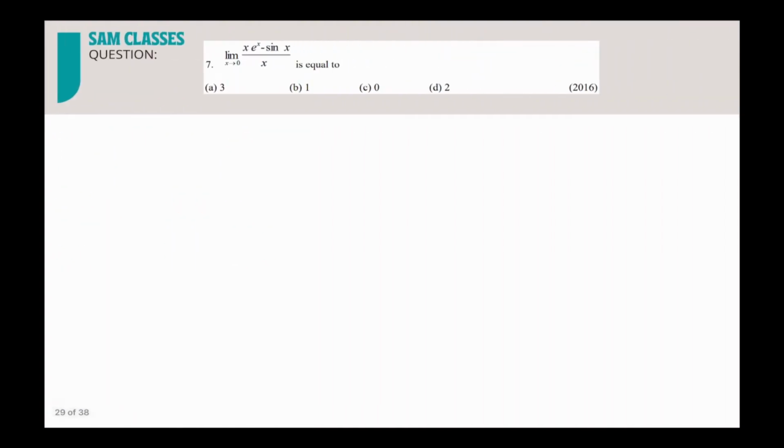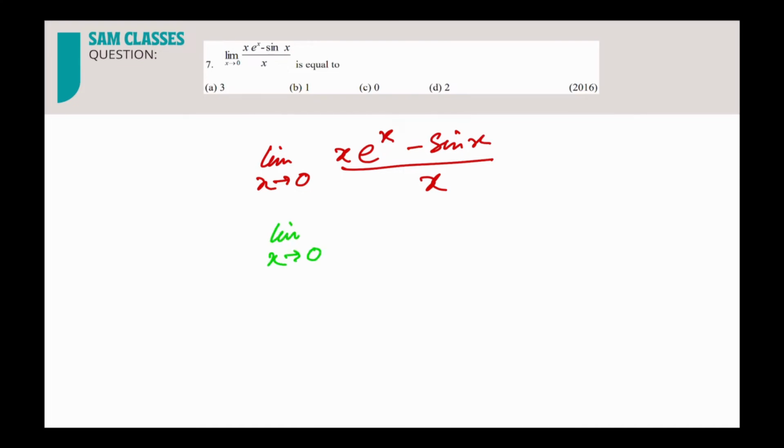Now, very simple question, limit x tends to 0. In 2016 they gave this. You see, sir, x is there, e power x is there, sin x is there. Nothing is there, student. What are you going to do? Divide. With what will you divide? Divide numerator and denominator by x. Yes, dividing will help a lot. The moment I divide this whole thing by x and this whole thing by x, what will I get? You see, e power x, because x is gone, minus sin x by x divided by 1.